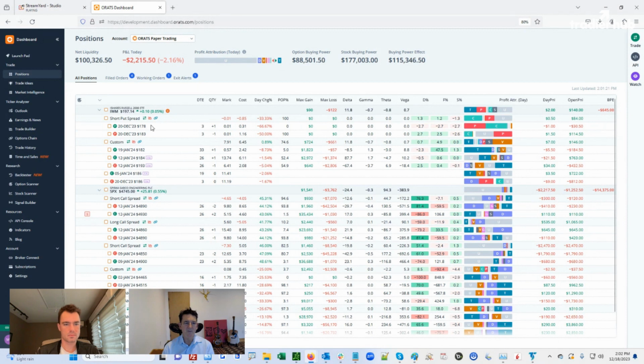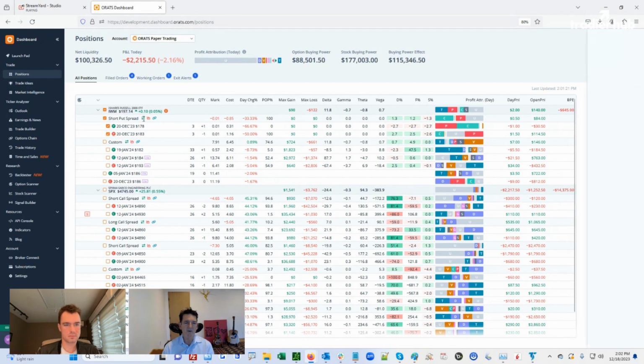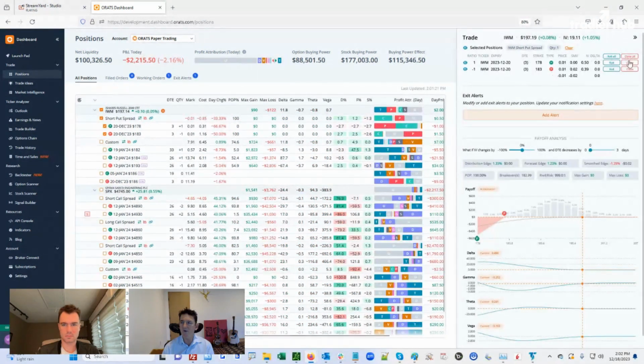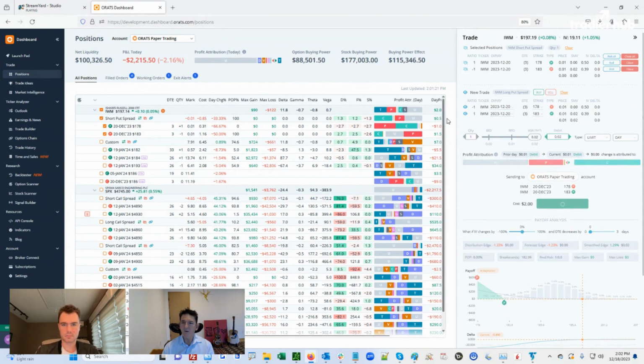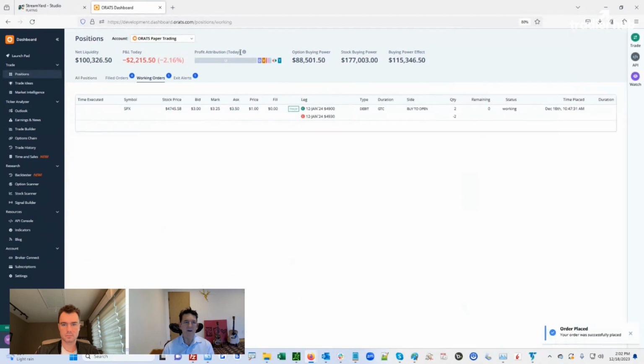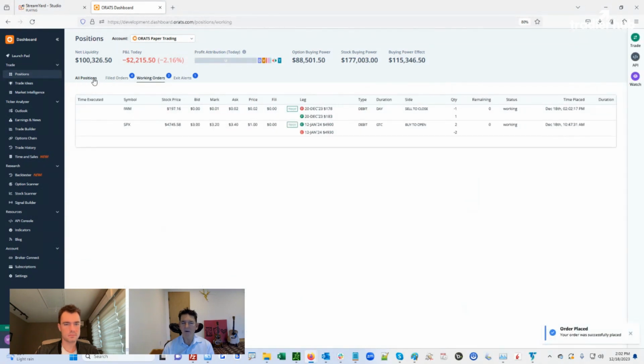So again, we'll close out this short put spread, only a penny left. So we close that, pay a penny. They're asking, maybe we'll give them even 2 cents for that. So we'll get that done in our paper trading account.